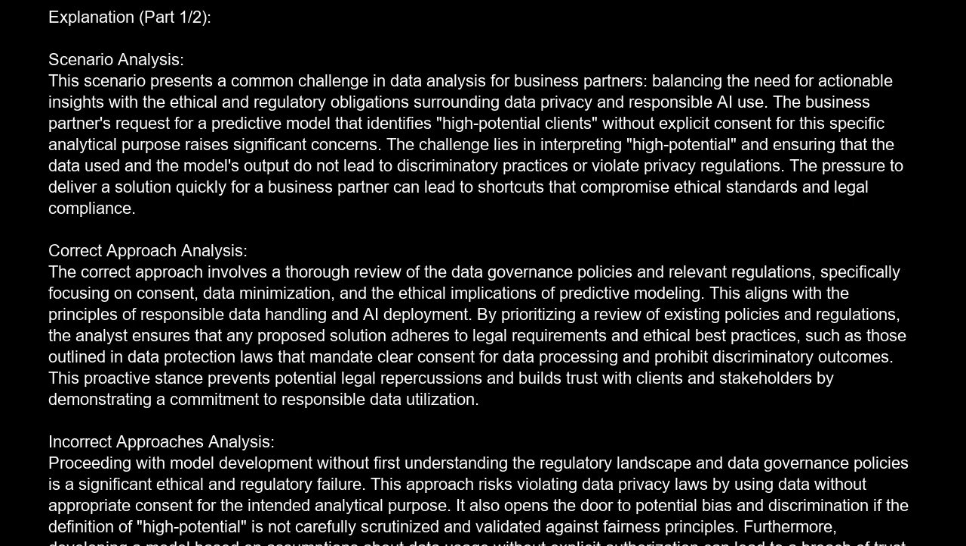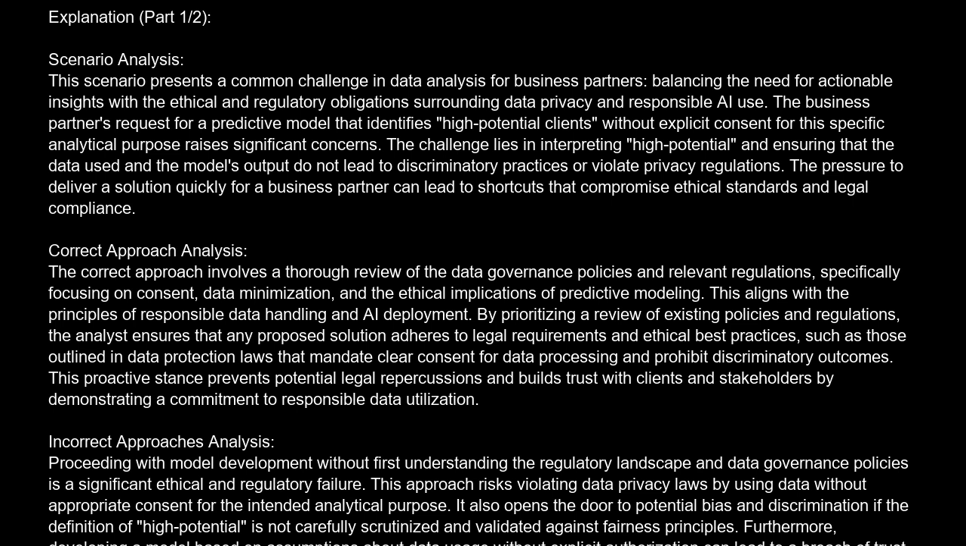insights with the ethical and regulatory obligations surrounding data privacy and responsible AI use. The business partner's request for a predictive model that identifies high-potential clients without explicit consent for this specific analytical purpose raises significant concerns. The challenge lies in interpreting high potential and ensuring that the data used and the model's output do not lead to discriminatory practices or violate privacy regulations.